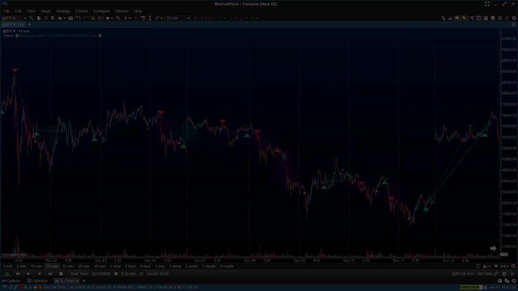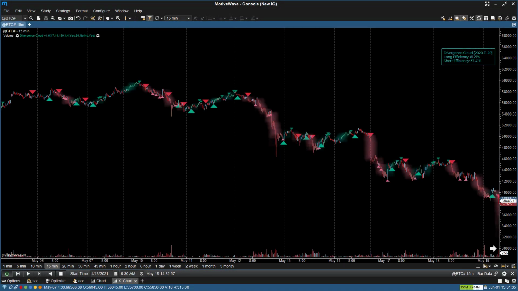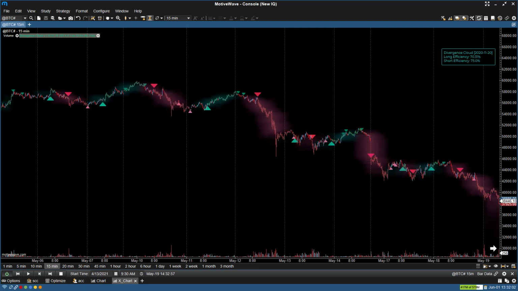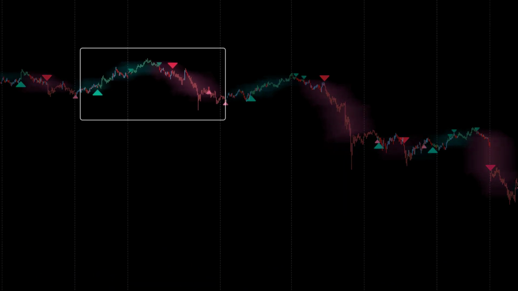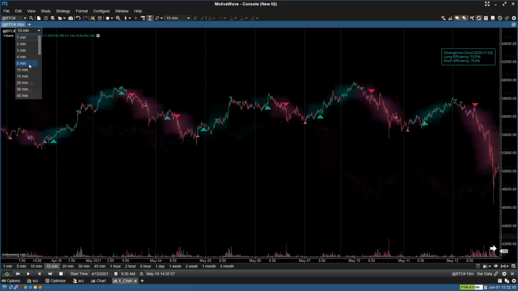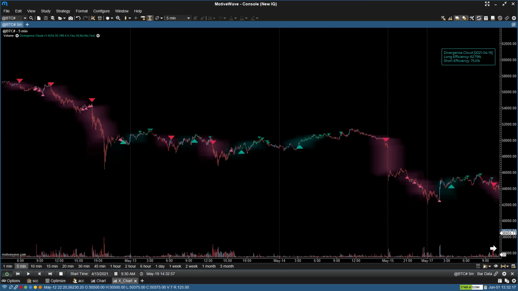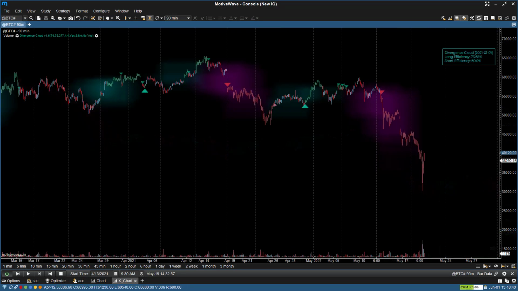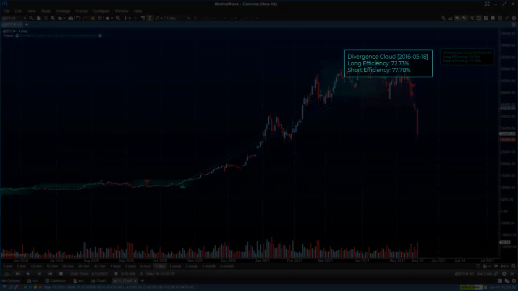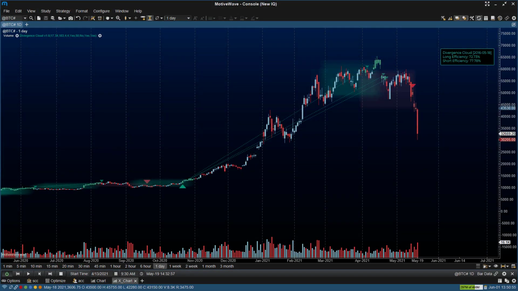Applying Divergence Cloud even with the default settings to the 15-minute chart for Bitcoin, we start off with over 60% efficiency in both directions. We can then easily optimize the parameters to get over 70% efficiency, as we successfully play these intermittent reversals to great effect. Switching over to smaller and larger time frames, we can see these settings hold up very well with some slight alterations, allowing us to efficiently trade these reversal cycles on any time frame we'd like.